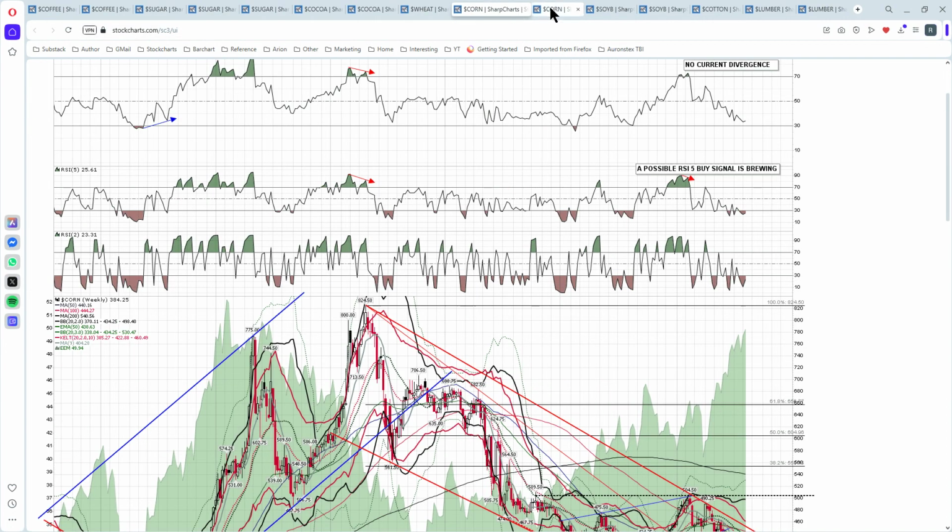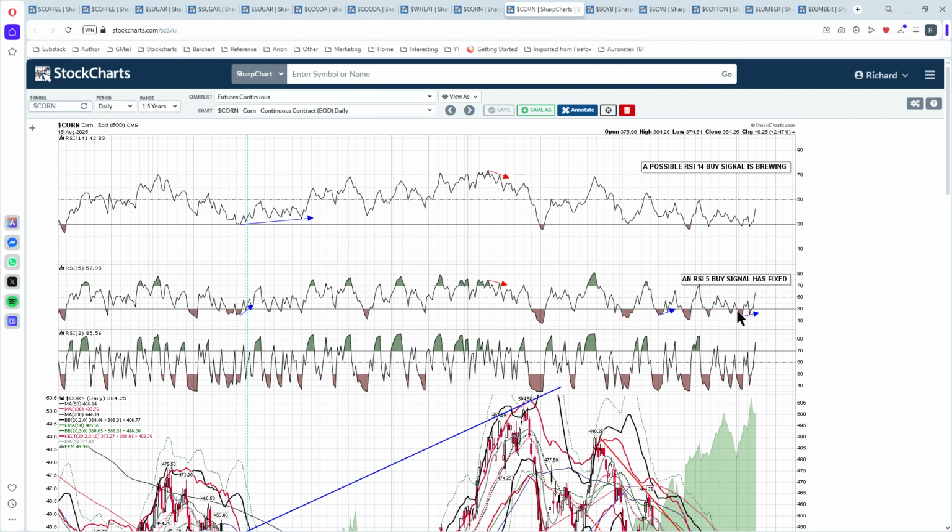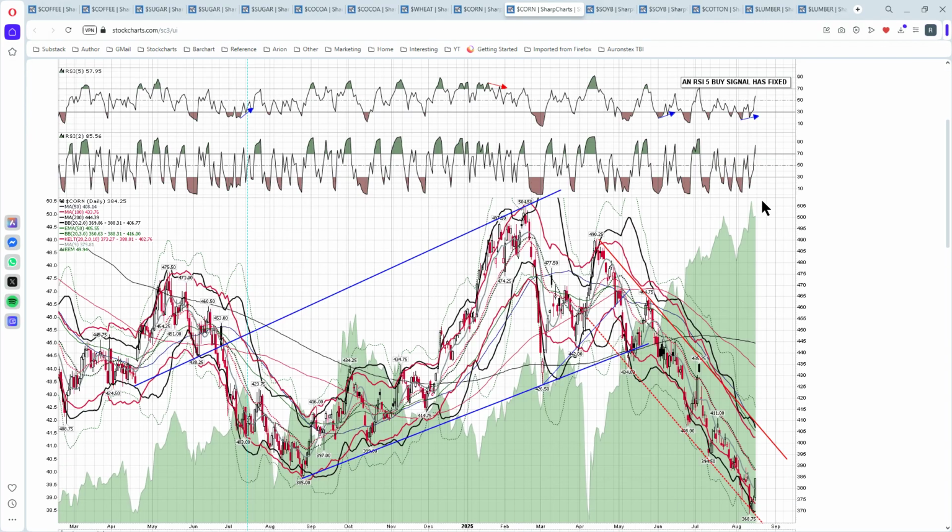That was on the weekly chart. On the daily chart, we've got an RSI 5 buy signal fixed. We've got a large RSI 14 buy signal brewing. Looks as though we're starting a rally here. Waiting to see if we can get over the daily middle band, which I've got at 388.31.